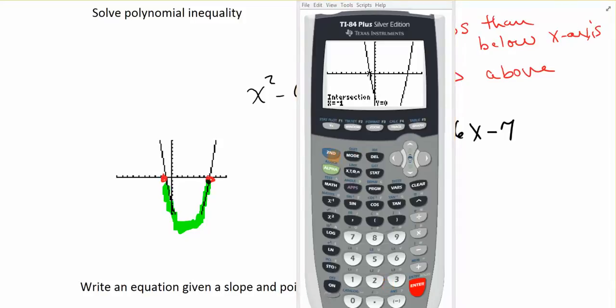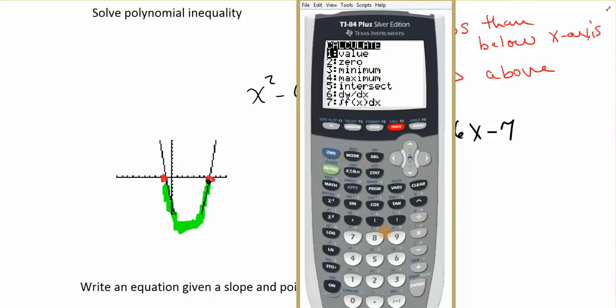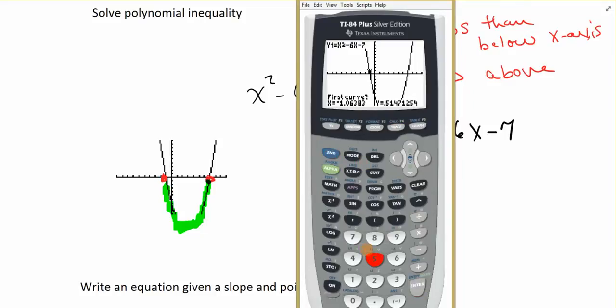So we're going to repeat that process, second calc 5. But before we hit enter, we need to get over there to that other intersection. So we're going to use our right arrow to move, because graphs move left and right. All right, when you can see it flashing, you can hit enter 3 times. What do we get? X is 7.